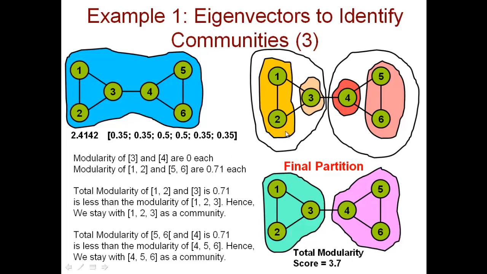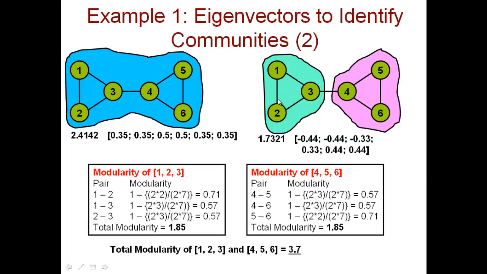Now if you compute the modularity scores of this partitioning, for 3 the modularity score is 0, for 1, 2 the modularity score is going to be less than 1. So totally the modularity score of this partition is going to be less than 1, because less than 1 plus 0 is also less than 1. Whereas we got 1.85 for 1, 2, 3. So if we were to partition 1, 2, 3 further, we are going to end up with a total modularity of less than 1, which is not better than 1.85. So we'll stay with 1.85 and this community 1, 2, 3.